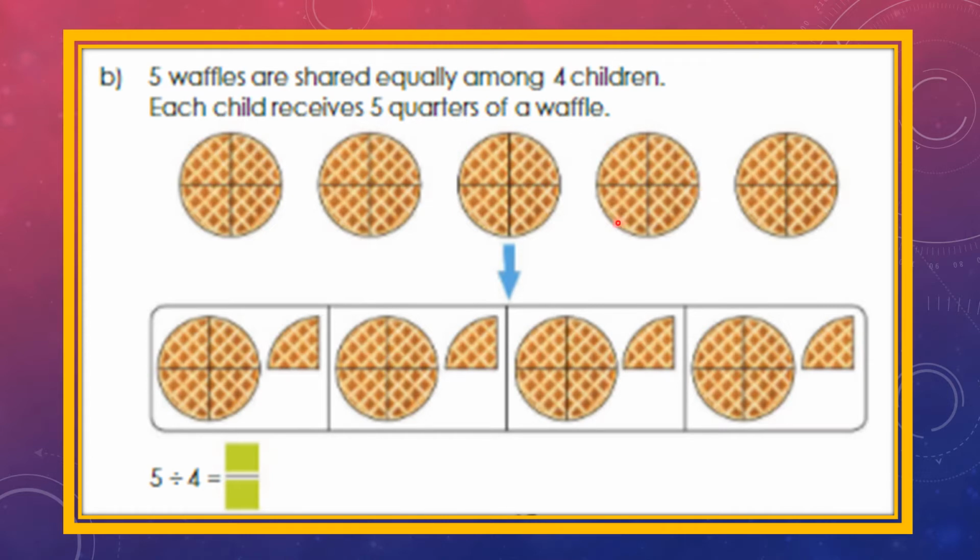So now, these are the children, the 4 kids. We're going to count the slices each child receives: 1, 2, 3, 4, 5. Each child receives 5 slices. So now, class, each child receives 5/4 of a waffle. So if we divide 5 divided by 4, the answer here is 1 and 1/4. Okay, so let us now proceed to the next slide.